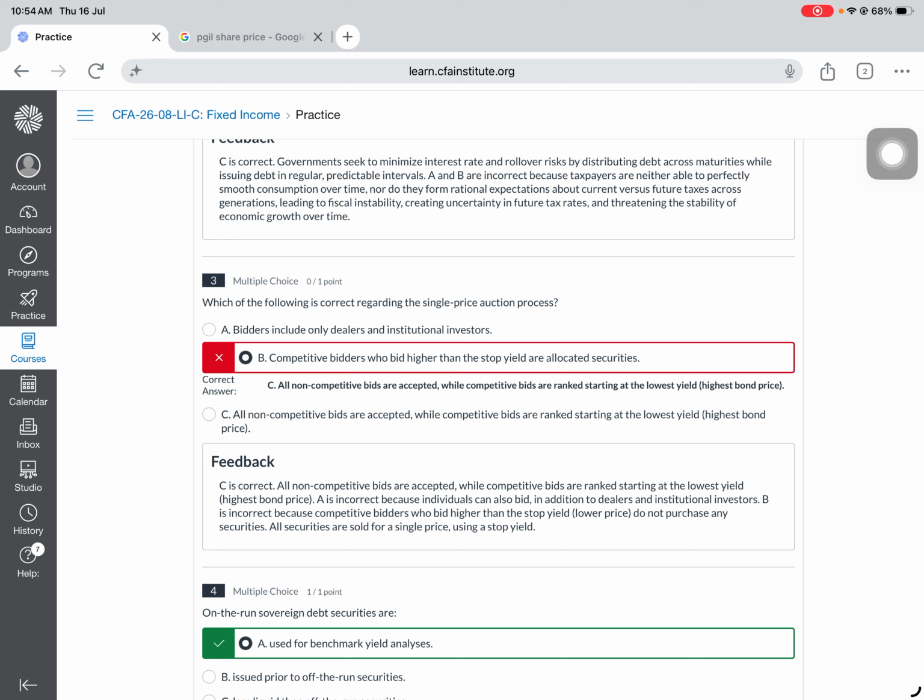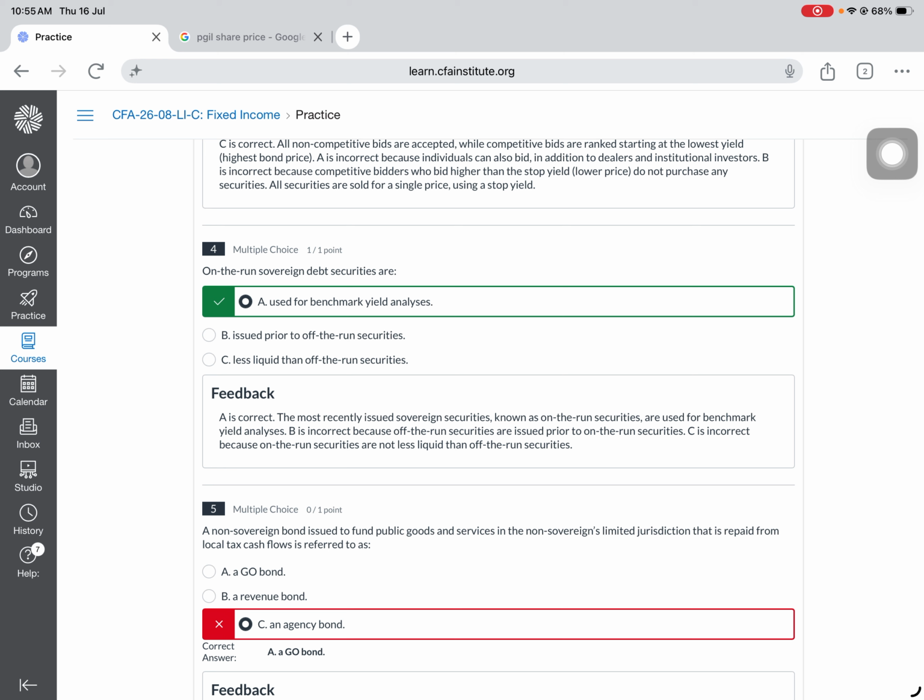Hence, option C is correct. All non-competitive bids are accepted while competitive bids are ranked starting at the lowest yield. Okay, it is ranked as per lowest yield, that is high bond prices, and all non-competitive bids they will also accept and they will issue the bonds for that price only.